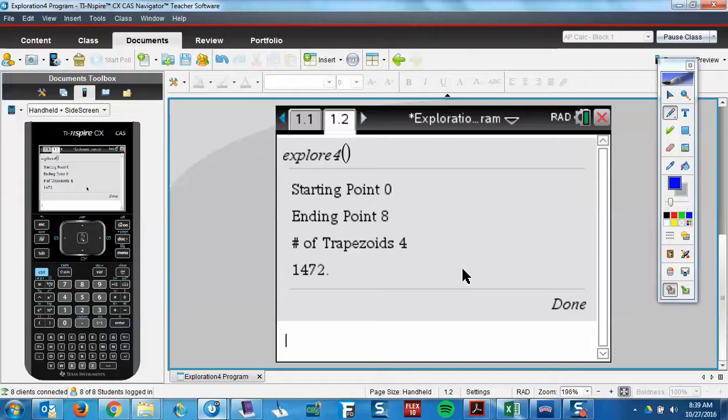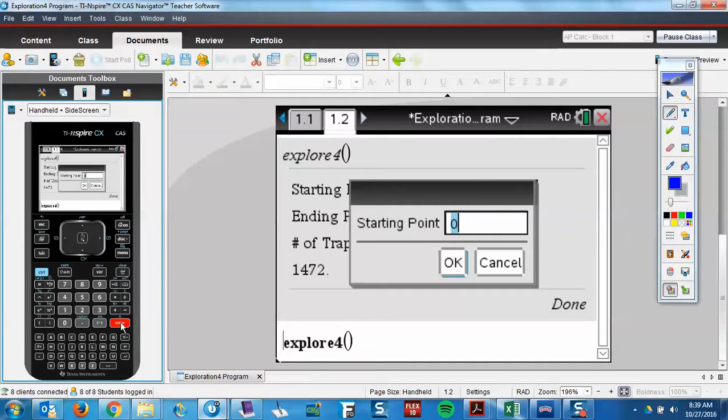Now, remember we said 4 trapezoids is not going to be exact, right? We're going to be missing some. Well, what would be better than 4 trapezoids? 20 trapezoids, 100 trapezoids, 1,000 trapezoids, but boy, would that not be a lot of fun to calculate by hand, right? But the calculator would do a great job of that. Now, on your document, it says do it with 20 trapezoids. So all we have to do is hit enter because it'll just run the last thing we ran. So you just hit enter and it'll run the program again.